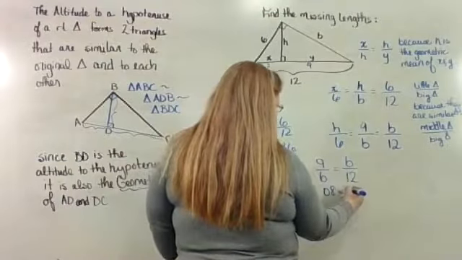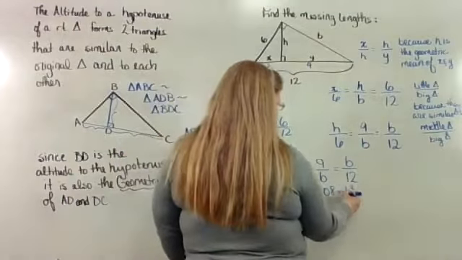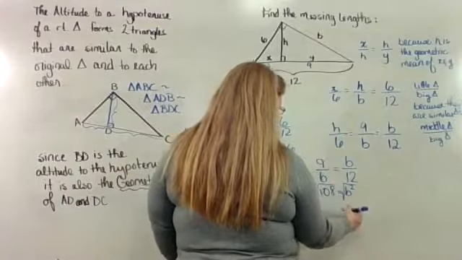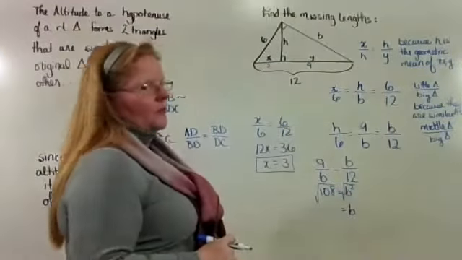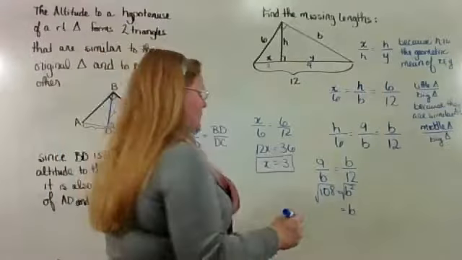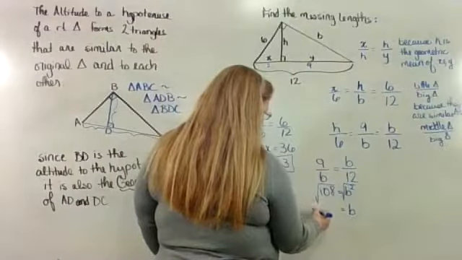B times B is B squared. Now I can take the square root of both sides. I don't know what the square root of 108 is. I mean, I really don't know what the square root of 108 is. But I know some things that go into 108 because we just got it from 9 times 12.